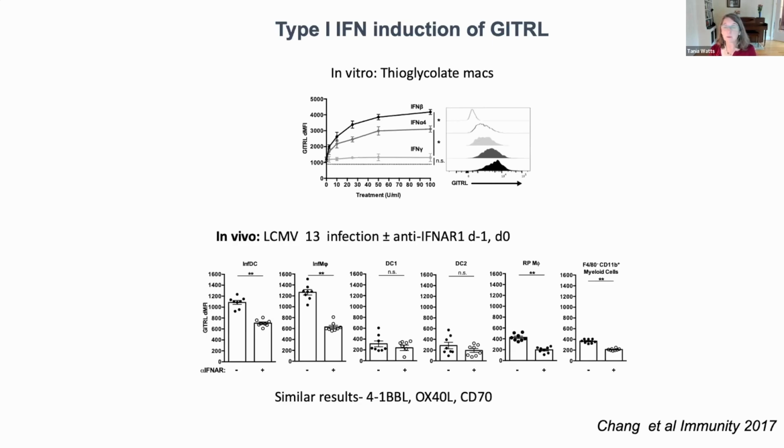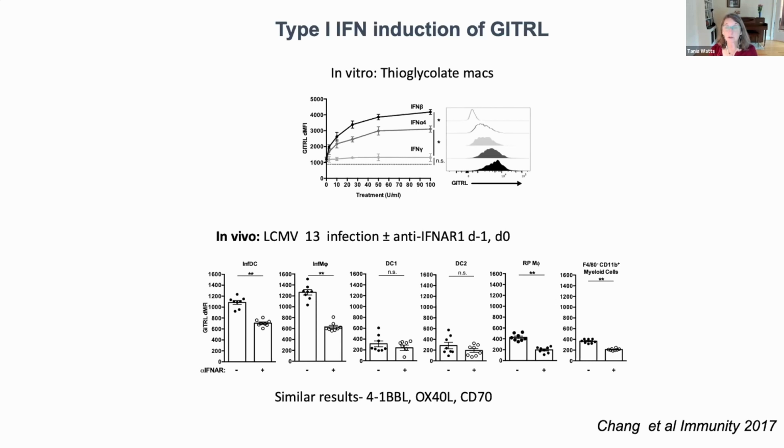So we used an antibody to IFNAR1, which is a subunit of the type 1 interferon receptor. We gave this to the mice the day before and the day of infection, and then we looked at all our different splenic dendritic cell subsets at day 2. And again, you can see that you can decrease the induction of this GITR ligand on these inflammatory cells if you block with anti-IFNAR.